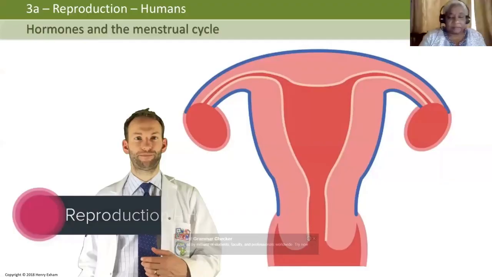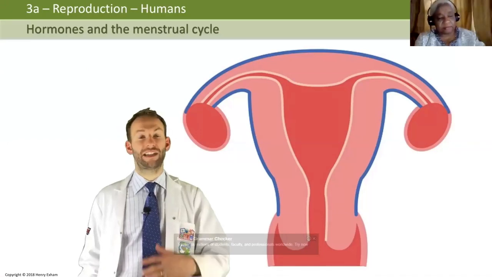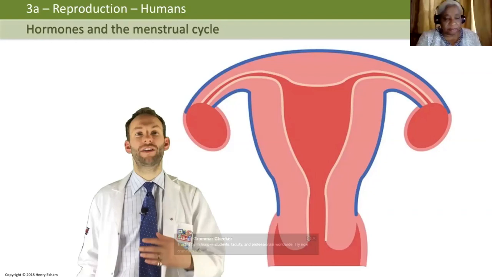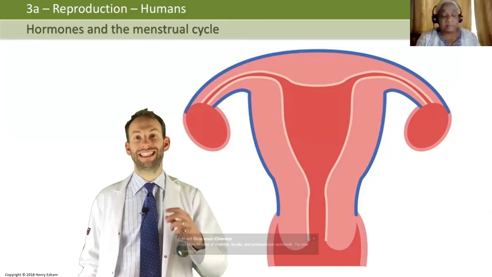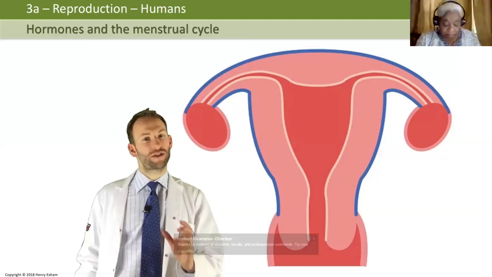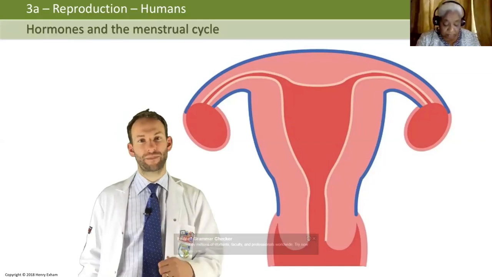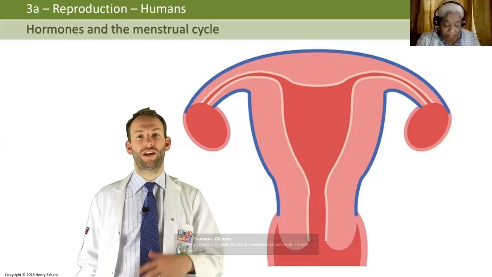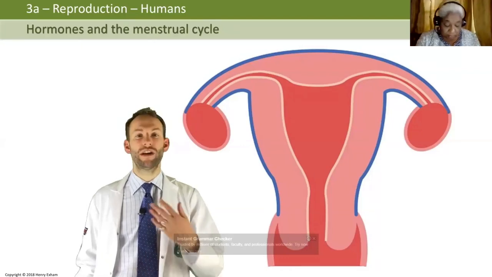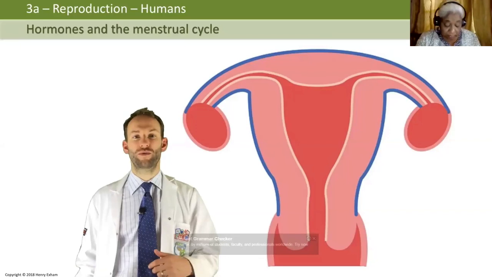Now, every month, the female body prepares for pregnancy. This is a big deal. It has to get ready every month in case it gets pregnant. If it doesn't work, you don't get pregnant that month, it resets and it does the whole thing again the following month. This involves releasing an egg each month and also making sure the uterus is in perfect condition for an embryo to be implanted in it. As I said, if pregnancy does not occur, the body resets and it starts the whole process again. And this whole monthly cycle is what we call the menstrual cycle, and it's controlled by hormones.